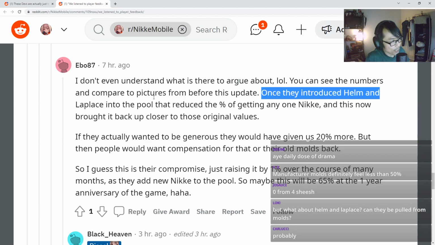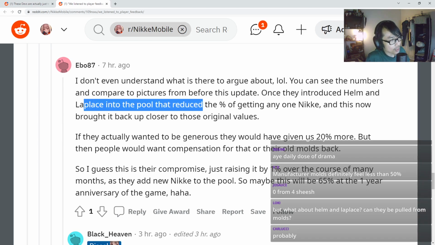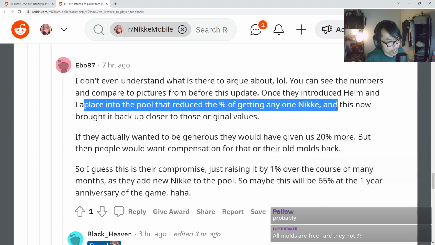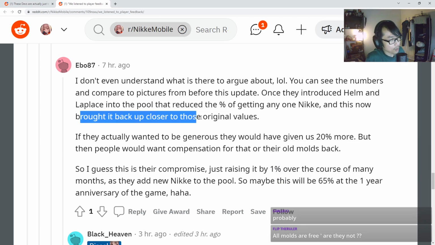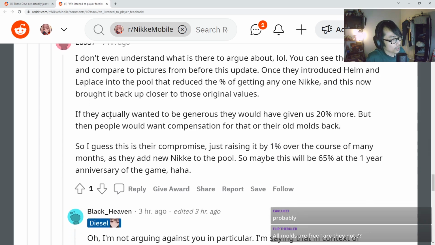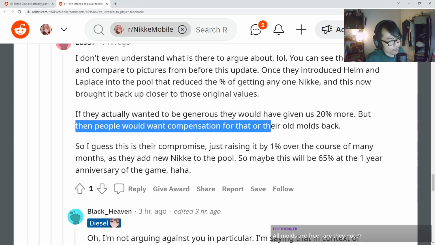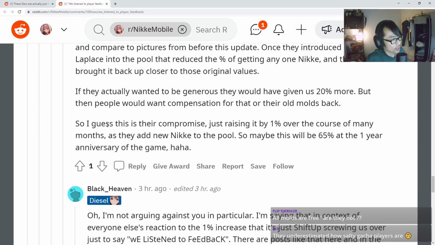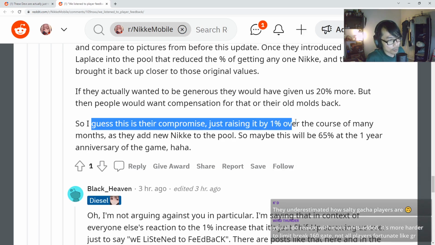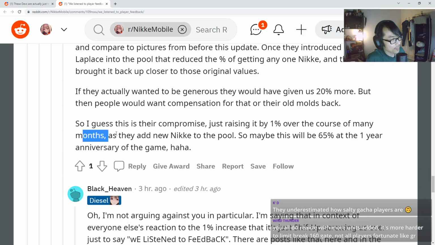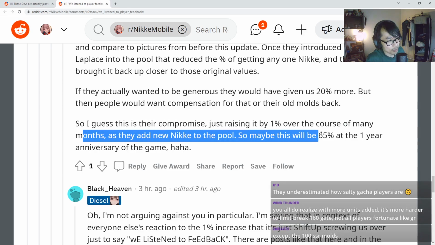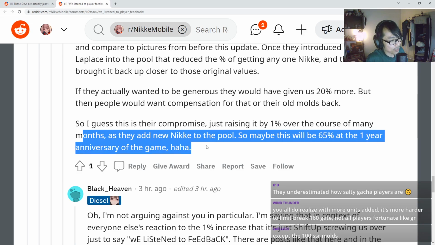Once they introduced Helm and Lapless into the pool, that reduced the percent of getting any one Nikke. And this now brought it back up closer to those original values. If they actually wanted to be generous, they would have given us 20% more. But then people will want compensation for that or their old malls back. So I guess this is their compromise, just raising it by 1% over the course of many months as they add new Nikke to the pool, so maybe this will be 65% at the 1-year anniversary of the game.